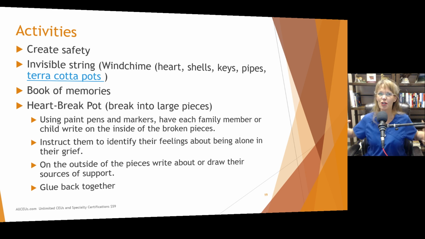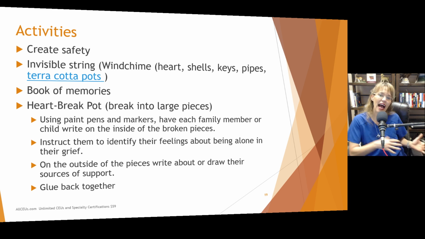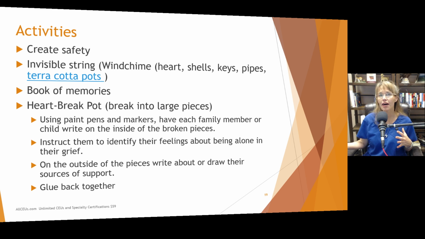And we've talked about this before. You take a big terracotta pot and you gently, if you can, break it into some large pieces. Using paint pens and markers, have each family member or child write on the inside of the broken pieces, identifying their feelings about being alone in their grief. On the outside of the pieces, write about or draw sources of support and happiness, and then glue them back together, even using glue that poofs out so you can see where the glue lines are, recognizing that it's a little bit different.